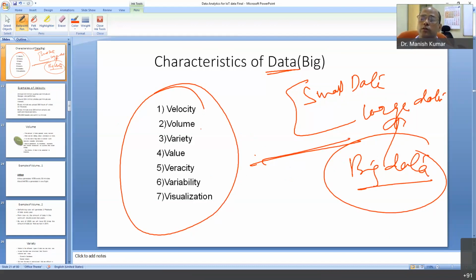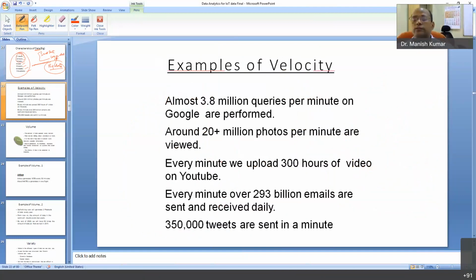So we are looking at velocity, volume, variety, value, then veracity, variability, and visualization. I think these three are well known to us. I'm just giving you a few examples for that. For example, if you're talking about velocity, then you know that Google performs almost 4 million queries per minute. So you can visualize the amount of data Google has. And 20 plus million photos per minute.